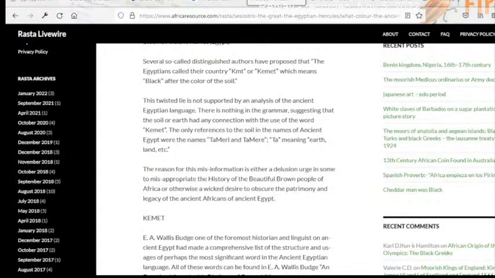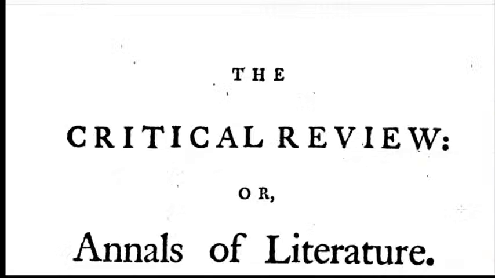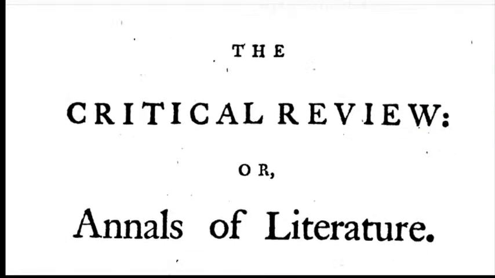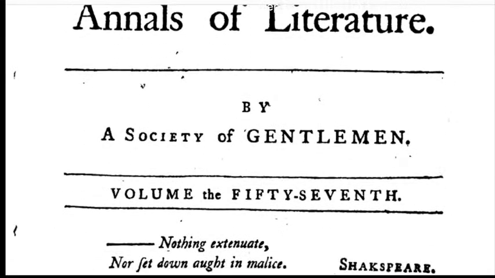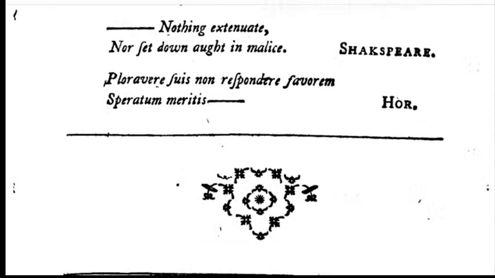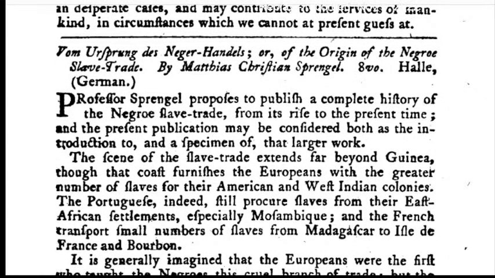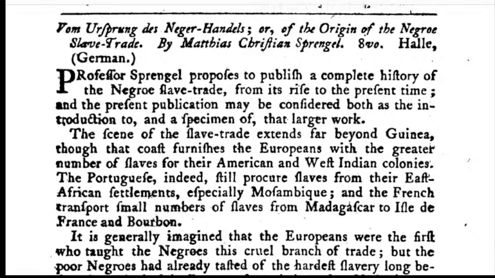Okay, so I want to read something right quick. This book is called The Annals of Literature, the Critical Review, volume 57. I'm gonna skip down to the part I'm trying to get to. It says "Von Ursprung des Negerhandels", that was some German writing, or The Origin of the Negro Slave Trade by Matthias Christian Sprengel. He's a German, obviously. I used to speak German a little bit while I was over there. It says, "Professor Sprengel proposes to publish a complete history of the Negro slave trade from its rise to the present time, in the present publication may be considered."